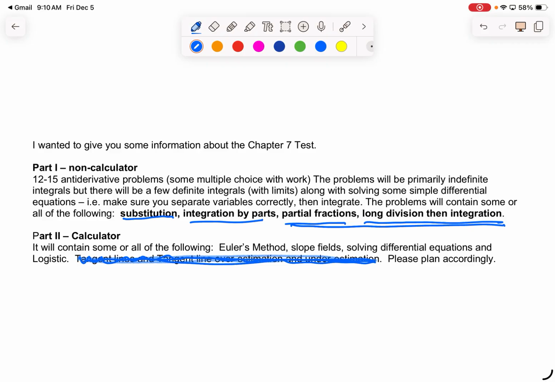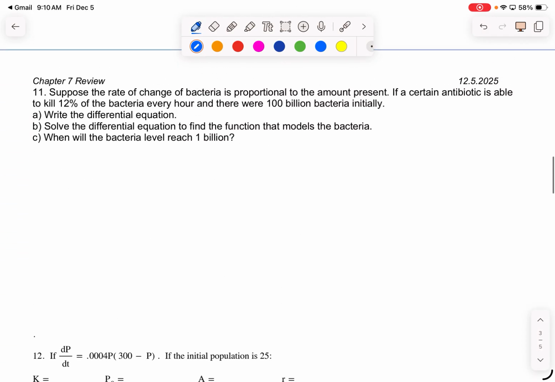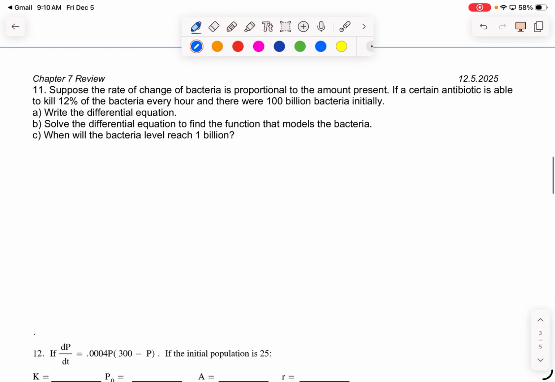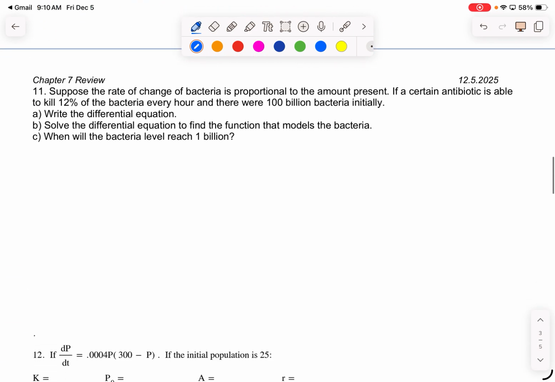So what's your first point? 100. Yep. I wouldn't do 100 billion. What's your second point? 88. Yep. Why is it 88? Because we're modeling how much remains. Does that make sense? So is K going to be positive or negative? Negative, right? Okay, go find it. Go do 11, go do 12. And we'll check back in just a minute.